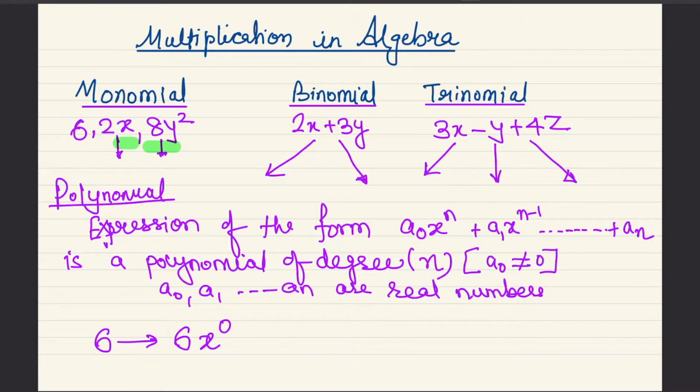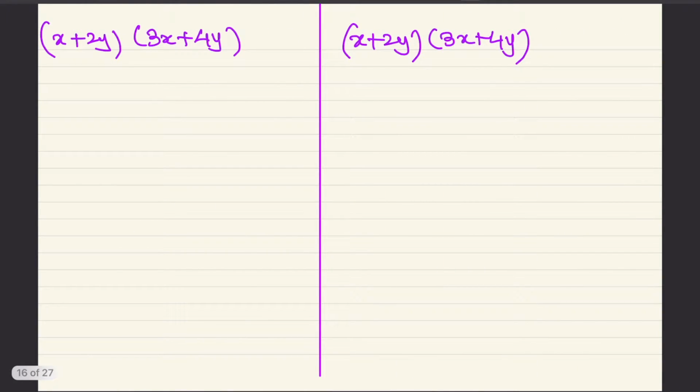So let us try to multiply two binomials. I will show you two methods how to multiply two binomials. We will take the first term of the first bracket and multiply it with the second bracket. Then take the second term of the bracket and multiply it with the second bracket. Let us see how we will do it.